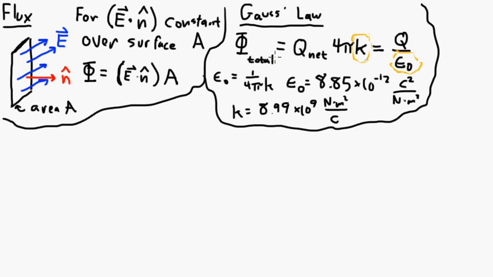We say the total flux through a closed surface is equal to the net charge inside. So you imagine here's your closed surface, and this is the net charge inside. So the flux through the total surface is the net charge inside times 4 pi k, or the net charge divided by epsilon naught. Epsilon naught and 4 pi k are just equivalent ways of expressing the same universal constant.